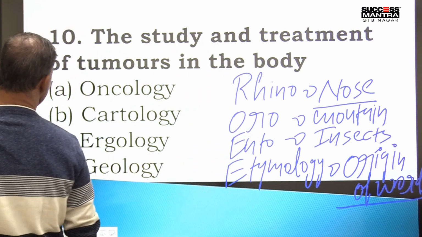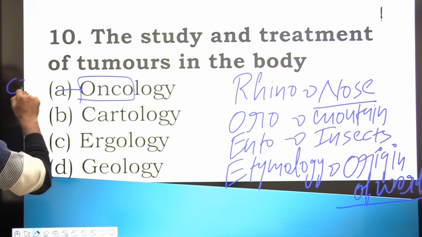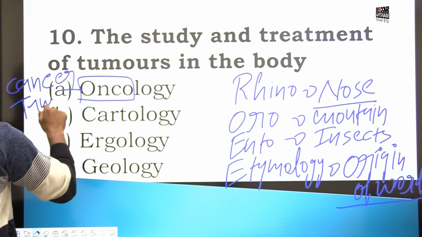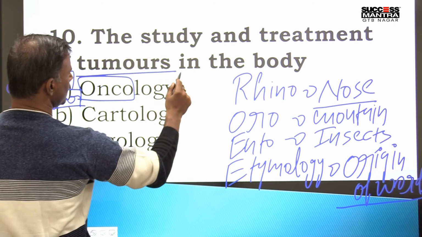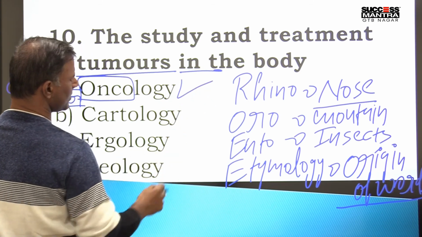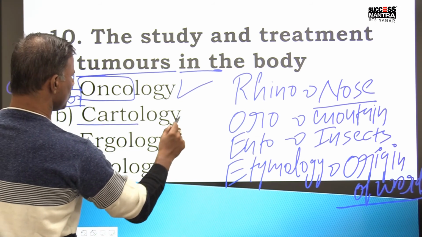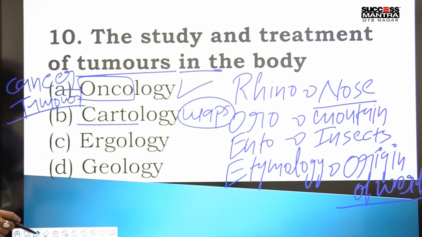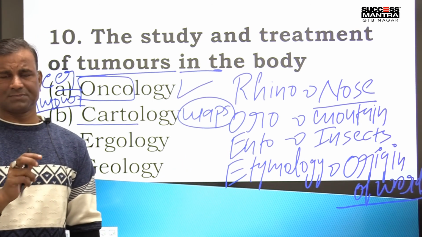And what do we call onco? Onco is basically called cancer or tumor, right? So the tumor का जो study है वो, उसको हम क्या बोलेंगे? We call it oncology. And what is called carto? Carto is basically used for maps. So cartology is something where we study about the maps.